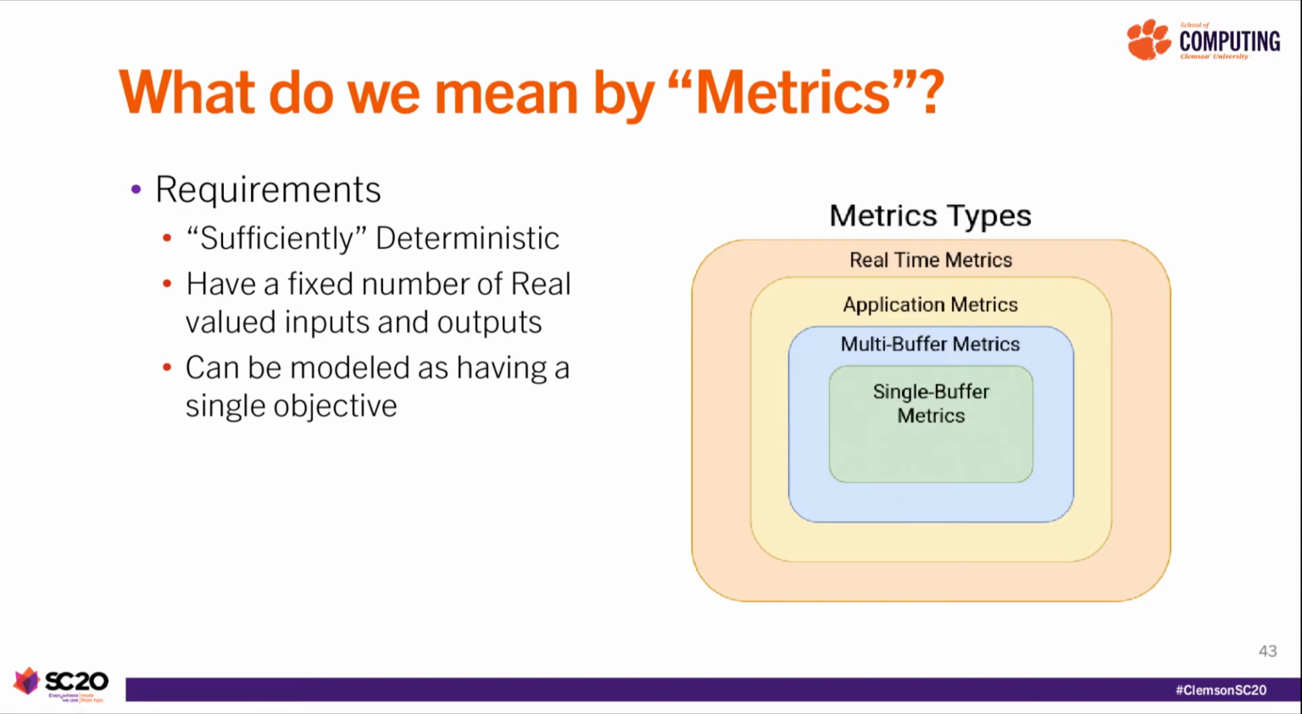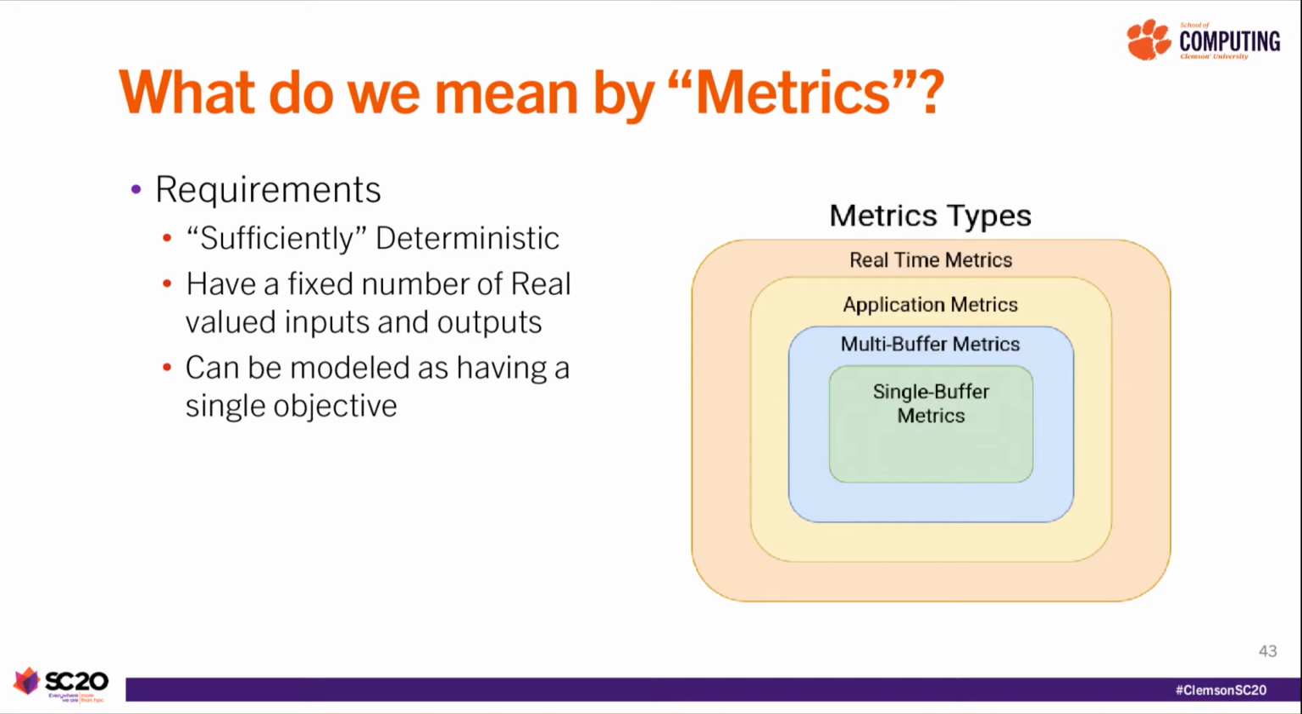At this point, I'd like to be a little more rigorous in defining what I mean by a metric. For the purposes of LibPressio-Opt, metrics need to be sufficiently deterministic, have a fixed number of real valued inputs and outputs, and can be modeled as having a single objective. So let's take these one by one. What do I mean by sufficiently deterministic? A metric is sufficiently deterministic if the variation induced by non-determinism is relatively small relative to the degree of variation caused by the change of the parameters of the metric or the underlying data.